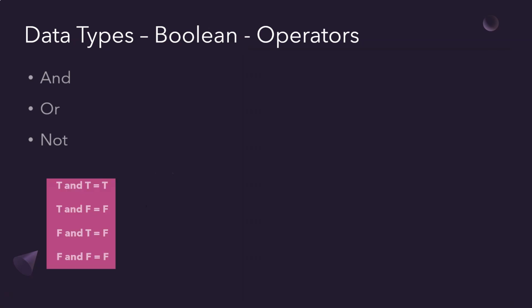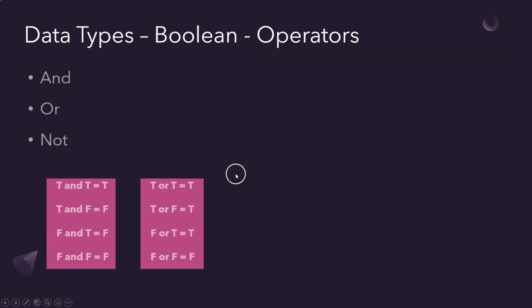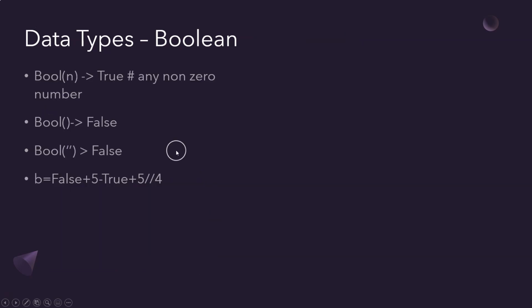So there is something called a truth table for and, or. For example, true and true will be true, true and false will be false, and so on. In case of and, if both the things are true, you get true, otherwise you get false. But in case of or, if both the things are false, you get false, otherwise you get true. Let's see how the data type values get converted to Boolean using a bool function.